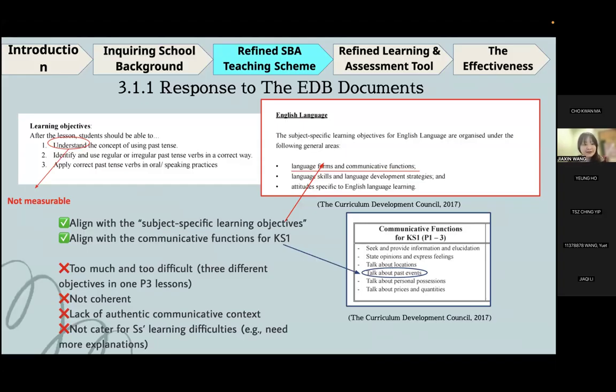Based on this document, we find that our original lessons align with the subject-specific learning objectives as well as the communicative functions for Key Stage 1. But they are too much and too difficult for P3 students to learn 3 objectives in one lesson, and they are not coherent, and they lack authentic communicative context. Lastly, they are not catered for students' learning difficulties.